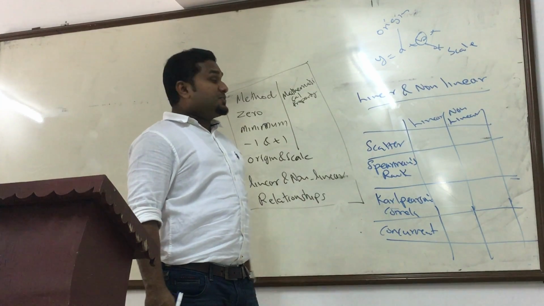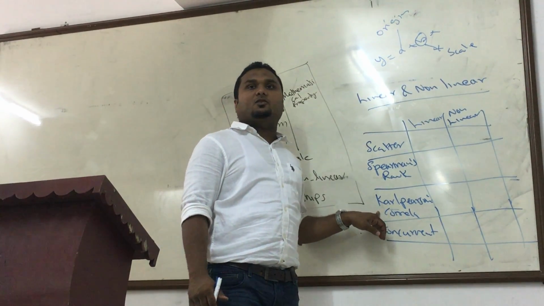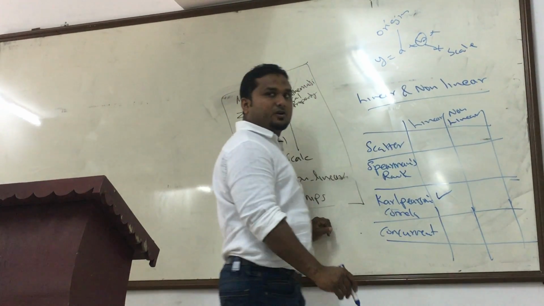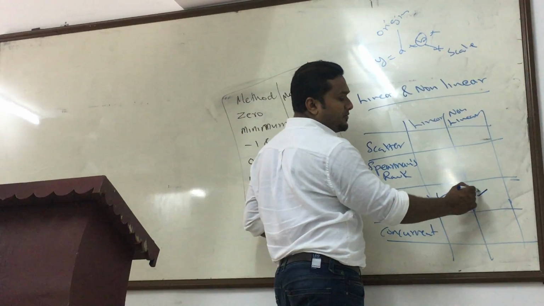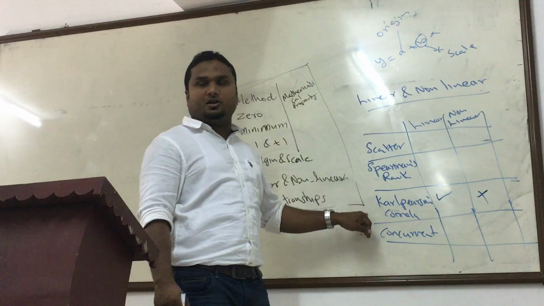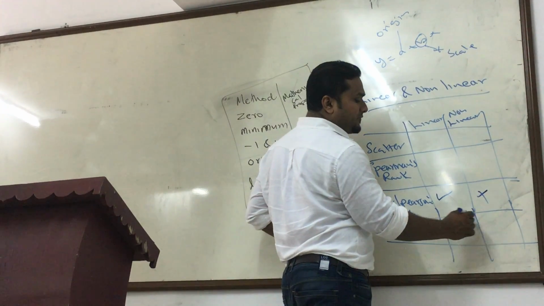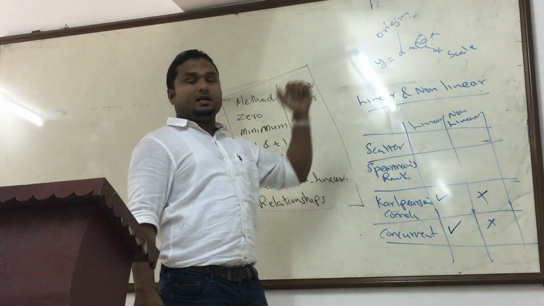Now look at that. In Karl Pearson's method, one can find the correlation coefficient only if there is a linear relationship. If there is no linear relationship, you will not be able to find Karl Pearson's coefficient. And if there is linear, then only you can find the concurrent deviation. If there is no linear relationship, you will not be able to find it.